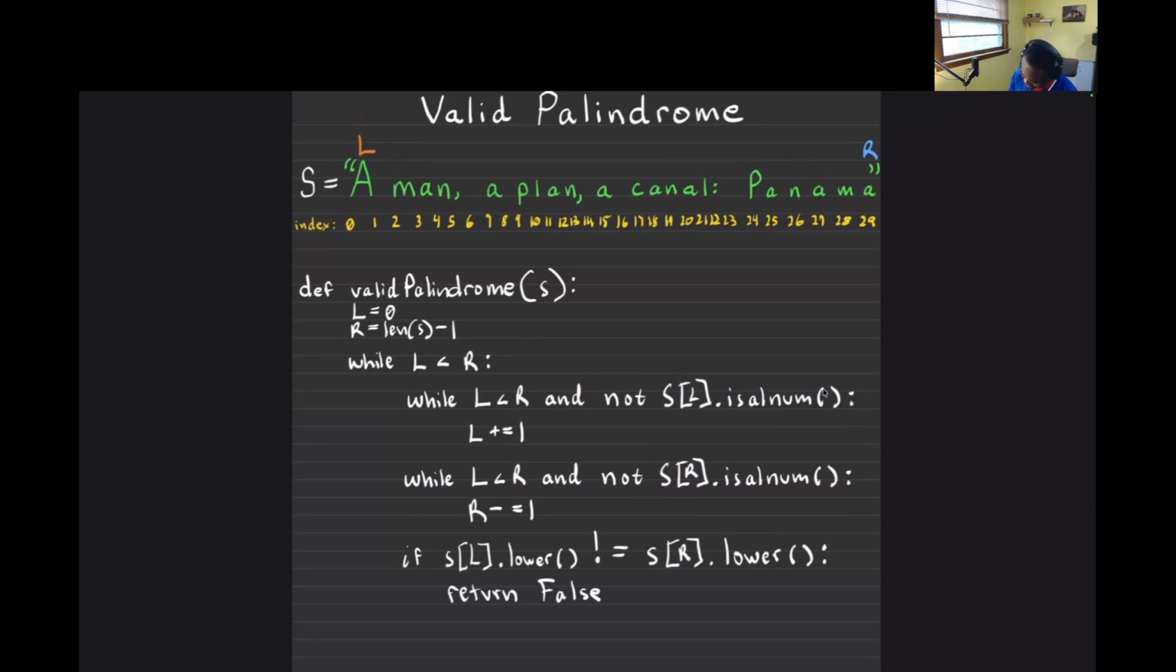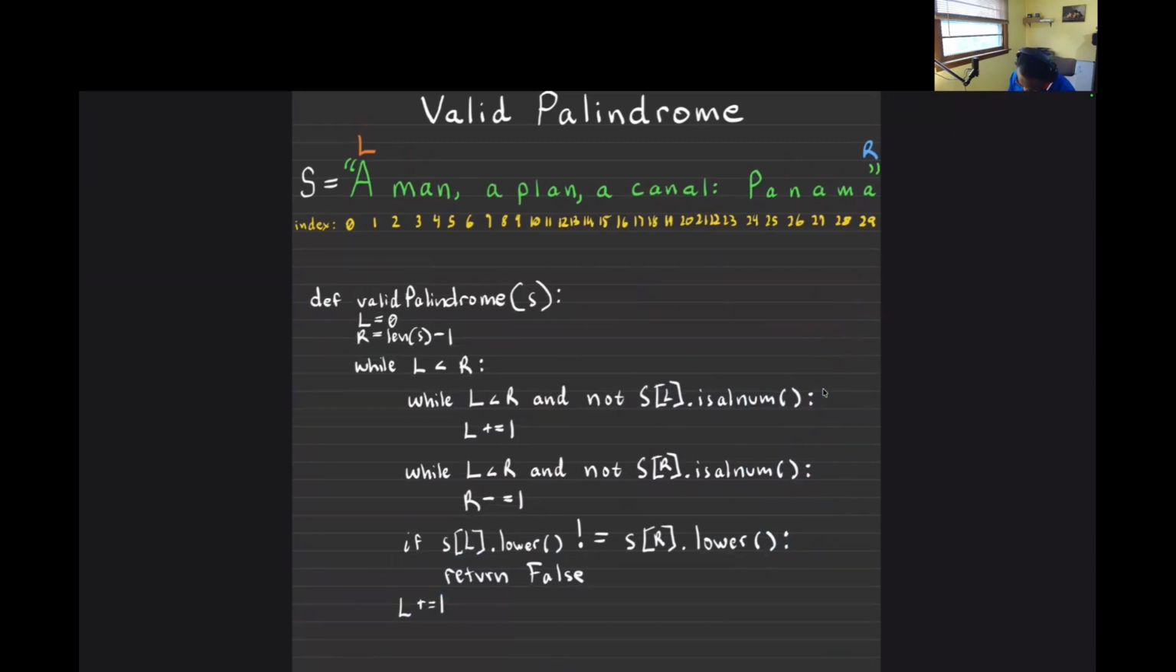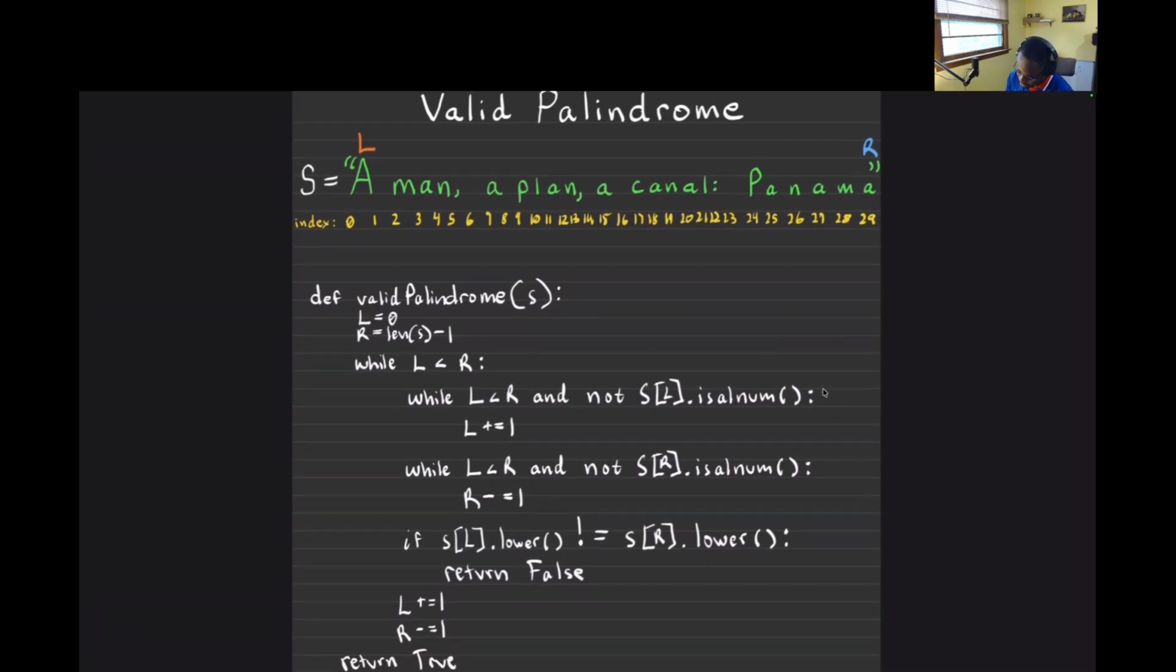And otherwise, what is left, right? What is left means that the two letters from index S of left and index S of right match each other, okay? So all we do is we say left plus equals 1, and let me make this a tad bit smaller. Yeah, so we say left plus equals 1, right minus equals 1, and then at the very end, just return true. All right, let's test this out to make sure that it passes the dry run, right?